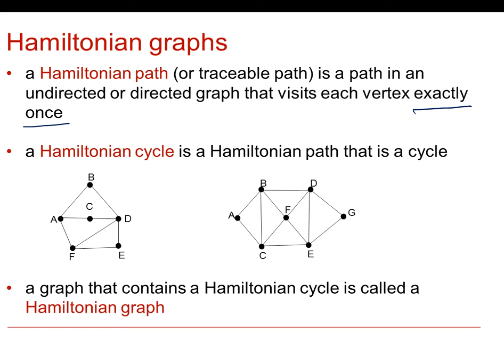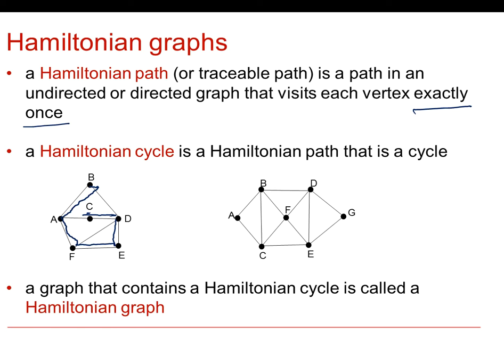Here on the left-hand side diagram, we can find a Hamiltonian path, but not necessarily a Hamiltonian cycle. So if we start at C and we move to D and then down to E and F and A and B, we have visited all the vertices, but we can't get back to C.